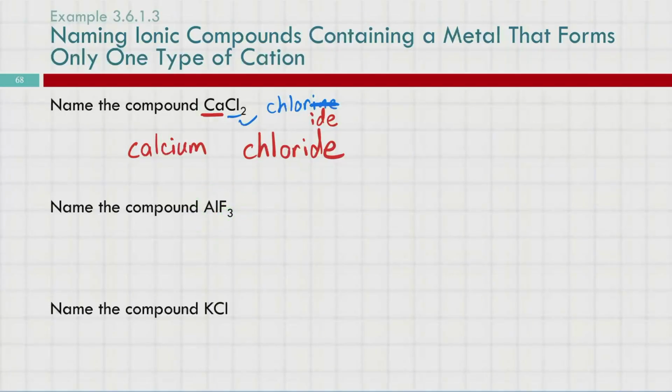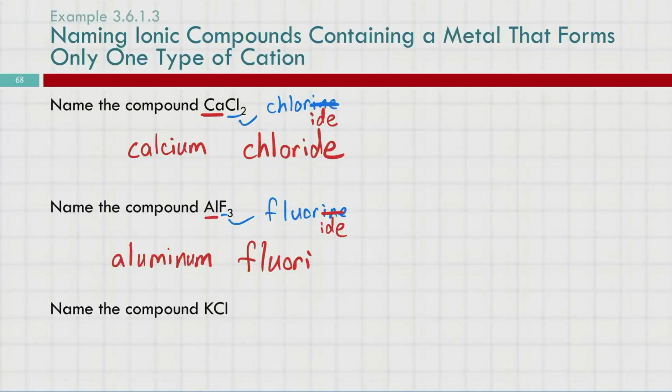Name the compound AlF3. What is Al? Al is aluminum. Aluminum's one of our cations. It's always the same charge. It's always a 3+, so we don't have to specify. We just write aluminum. And then F is fluorine. We've got the ion version, so instead of ending in -ine, it ends in -ide. So aluminum fluoride. That's it. That's the whole name.